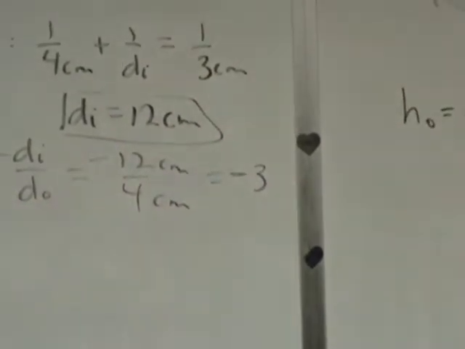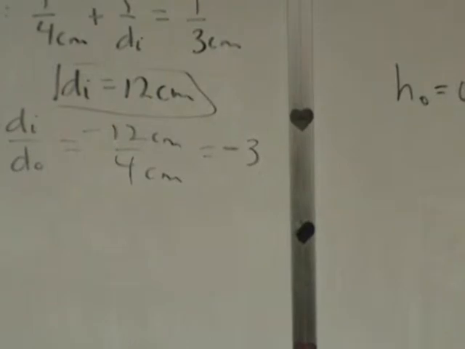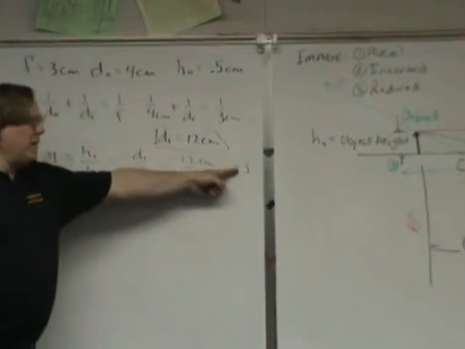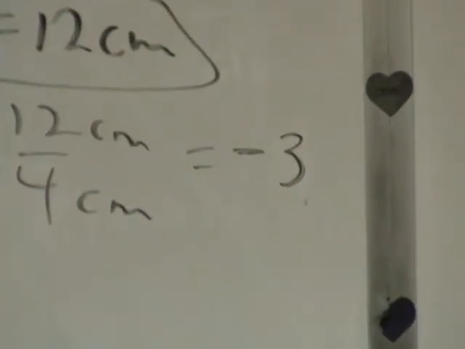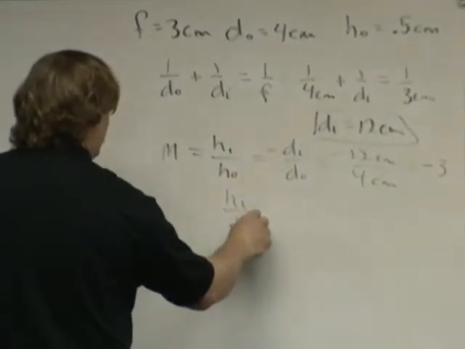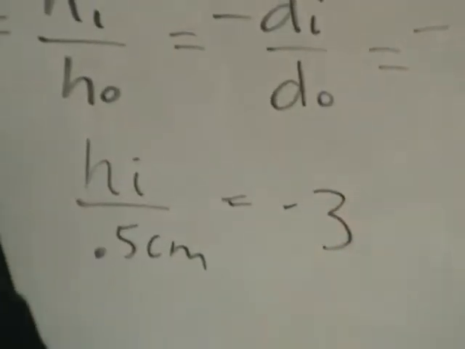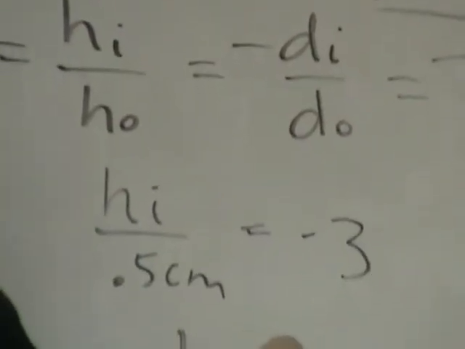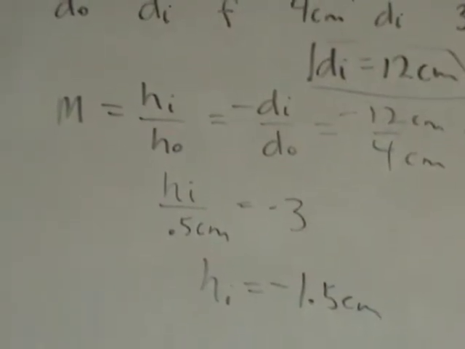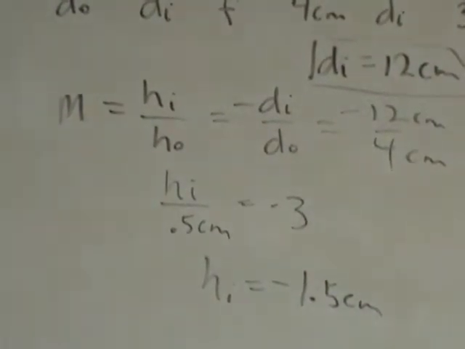I want you to get that conceptually. The magnification being negative 3 tells me, number 1, the image height is going to be 3 times bigger than the object height, and number 2, the negative tells me the image is going to be inverted. So I'm going to get an enlarged, inverted image. In fact, I can actually find what that image height is, because the object height is 0.5 centimeters, and that's going to equal the magnification, which is negative 3, so you get an image height of negative 1.5 centimeters.